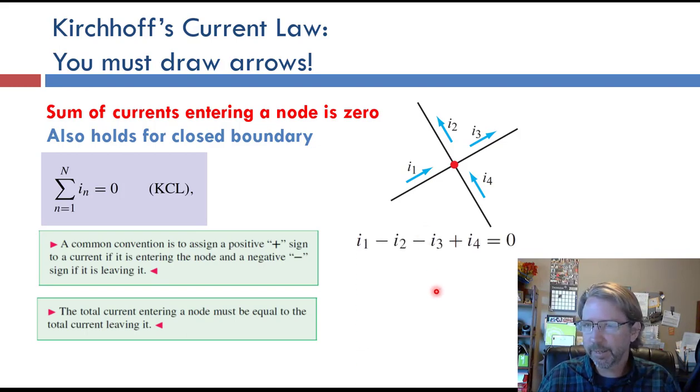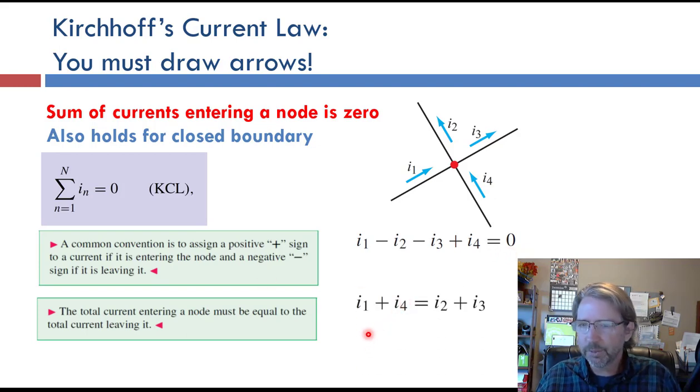So Kirchhoff's current law here, using the sign convention, entering is positive and leaving is negative. We have I1 entering and I4 entering, so those are positive. I2 and I3 are leaving the node, so they're negative. And then don't forget to write equals 0 when you're writing your systems of equations.